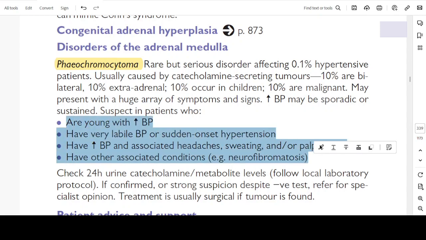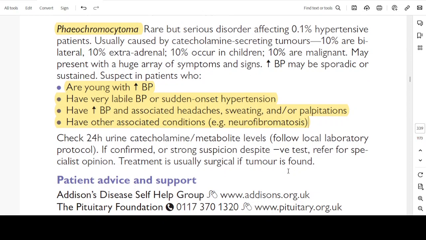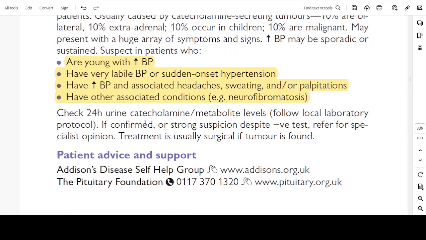So in these cases you have to suspect there might be a pheochromocytoma, which is the reason for hypertension in these patients. Check 24-hour urinary catecholamine or metabolite levels, following laboratory protocol. If confirmed, or if strong suspicion is there despite a negative test, refer for specialist opinion. Treatment is usually surgical if a tumor is found.